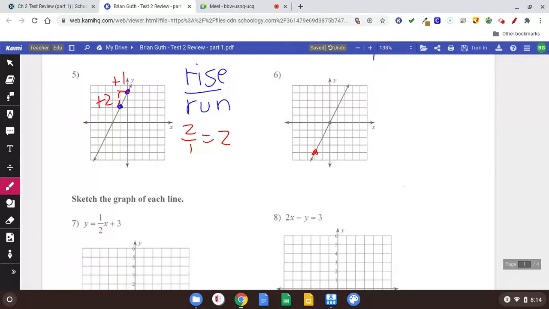So then the next one, if you start here and go up 1, 2, 3, 4, and over 1, 2 to get to this point, up 4 and right 2, your slope is also 2.